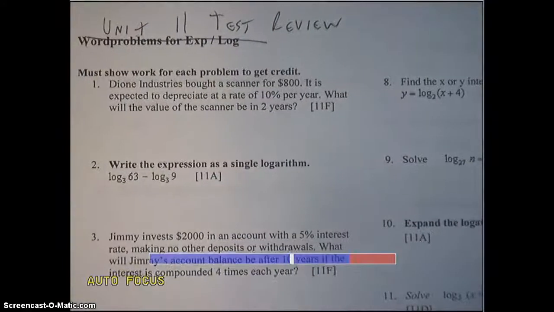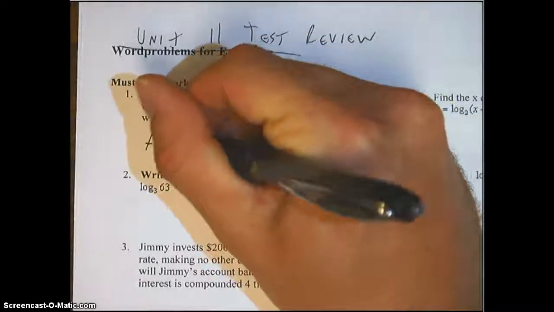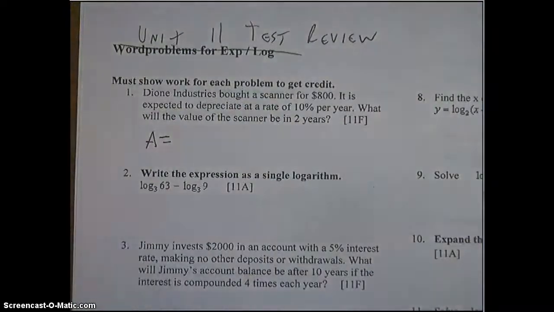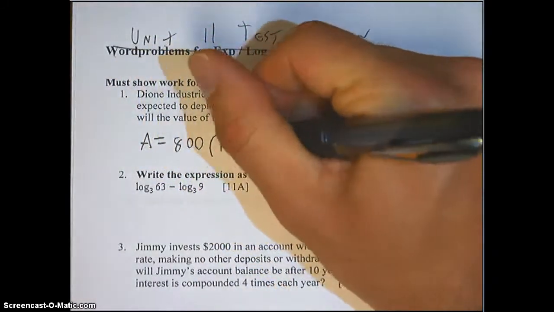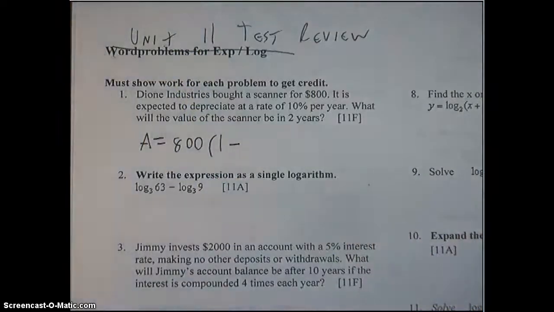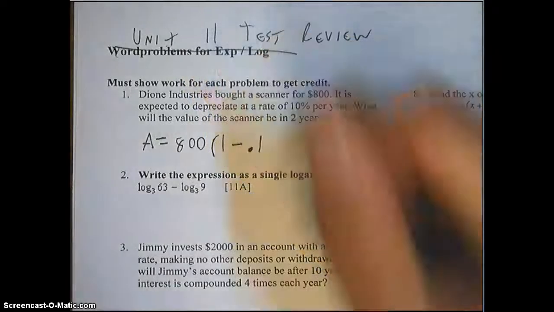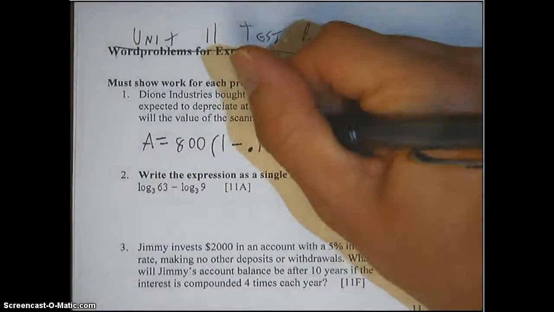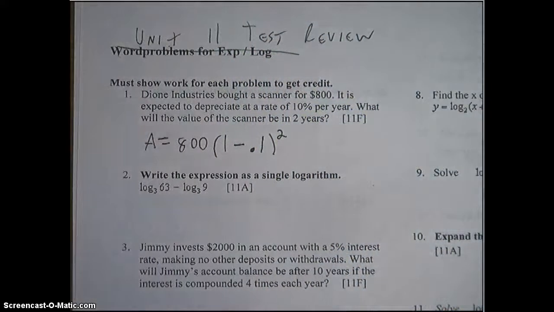So we're trying to figure out the value of the scanner in 2 years, which means we don't know the final amount. So my answer is going to have an A in it right there. And the P of the formula, this is the principal, what it started at is $800. And since it's depreciation, I'm going to do 1 minus. And it's depreciating at a rate of 10% per year, which means I need to subtract off 10 divided by 100, or 0.1. And I'm going to raise it to the power of 2, because for 2 years.